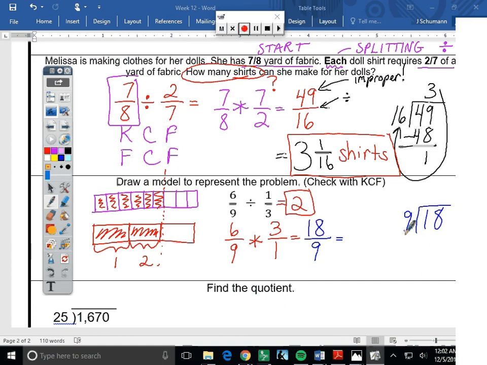So I really want to divide the top by the bottom. I might get a mixed number. And 9 goes in there twice, we said. And when you subtract, there's nothing remaining. I could write 2 and 0/9, but that's really the same as 2, isn't it? And look, my answer is the same whether I use the model or the reciprocal.